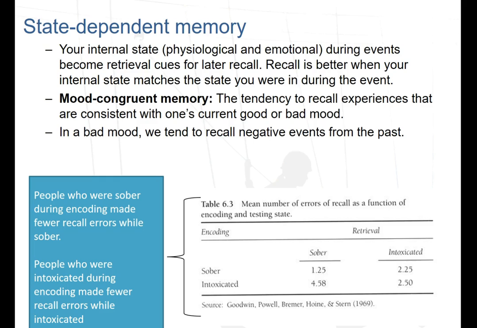When people learned a list of words while they were intoxicated, they made fewer errors when they were intoxicated than they did when they were sober. But people who learned the list of words when they were sober made fewer recall errors when they were sober than they did when they were intoxicated. And of course, you can also see it. People who were sober made fewer errors overall compared to people who were intoxicated. But the point is that whatever their internal physiological state was, they tended to perform better in recall tasks when their internal state was the same during recall.